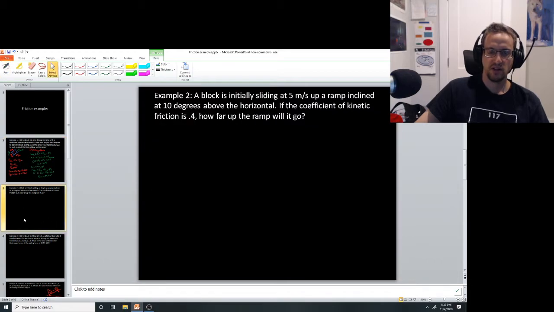All right. Now we've got a block sliding. It's initially sliding 5 meters per second, and it's going to go up a ramp. Okay, so again, this time we've got basically the same force diagram. But there's only those three forces, right? Because just because something made it slide up this ramp, it's not pushing on it anymore. Okay, so we can start there.